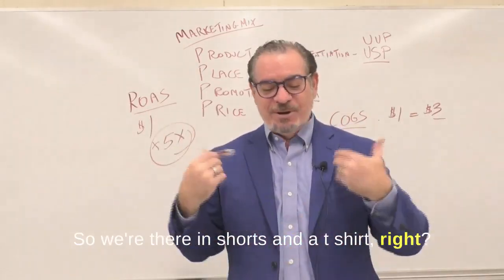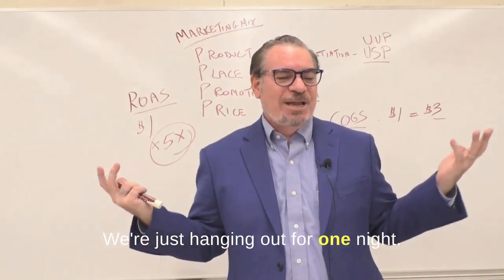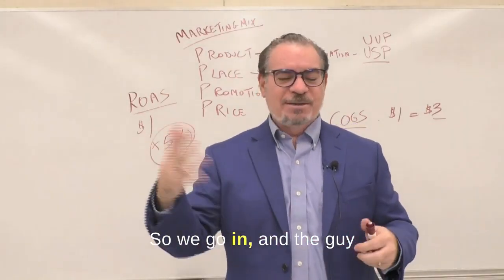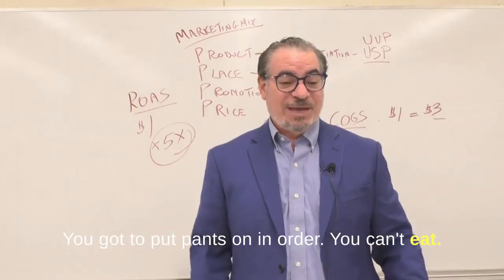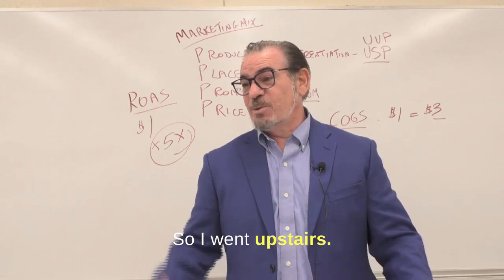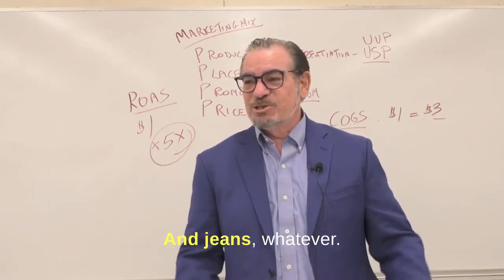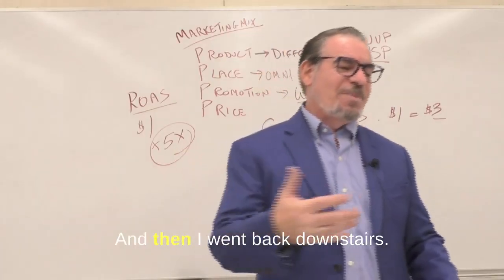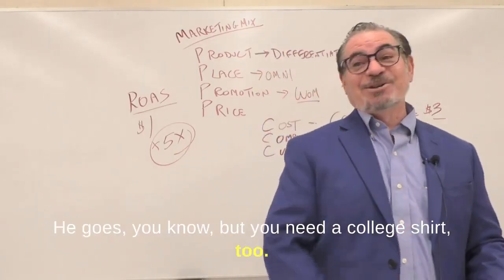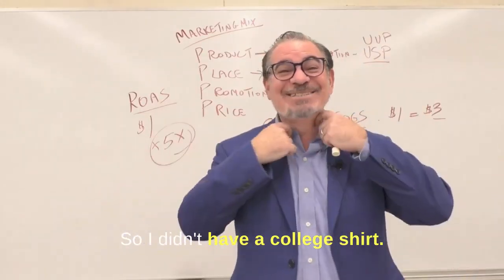Yeah, well, so we're there in shorts and a t-shirt, right? We're just hanging out for one night. So we go in, and the guy says, no, you can't come in here. You got to put pants on, in order to eat. So I went upstairs. I always carry a pair of slacks with me, and jeans, whatever. So I put on slacks, and then I went back downstairs. He goes, but you need a collared shirt too. So I didn't have a collared shirt.